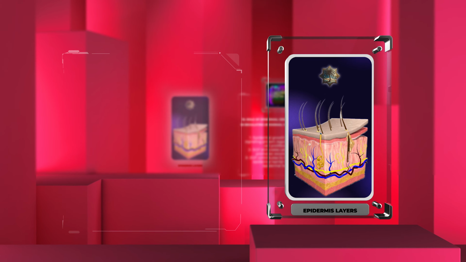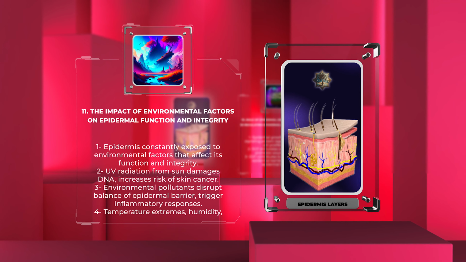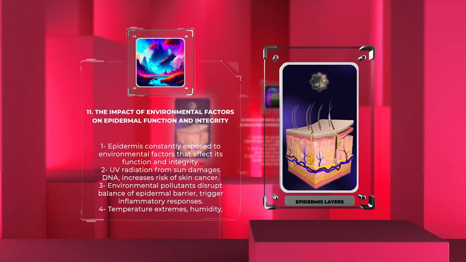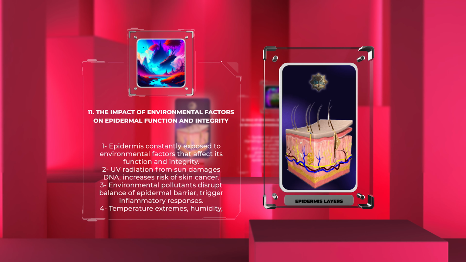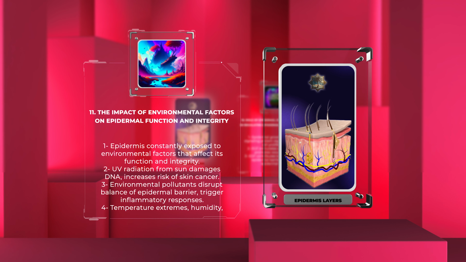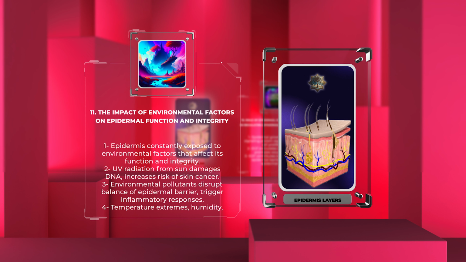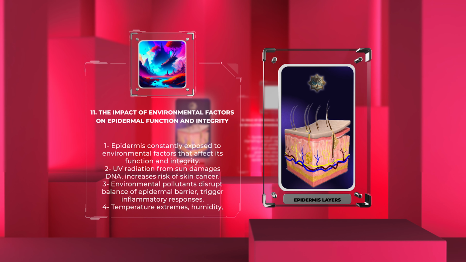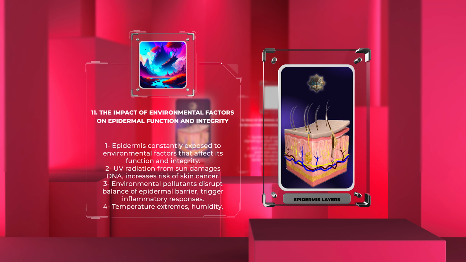The epidermis is constantly exposed to various environmental factors that can affect its function and integrity. Ultraviolet, UV, radiation from the sun can damage DNA, leading to mutations and increasing the risk of skin cancer. Environmental pollutants, such as particulate matter and chemicals, can disrupt the balance of the epidermal barrier and trigger inflammatory responses. Additionally, temperature extremes, humidity, and certain skincare products can influence the overall health and appearance of the skin.